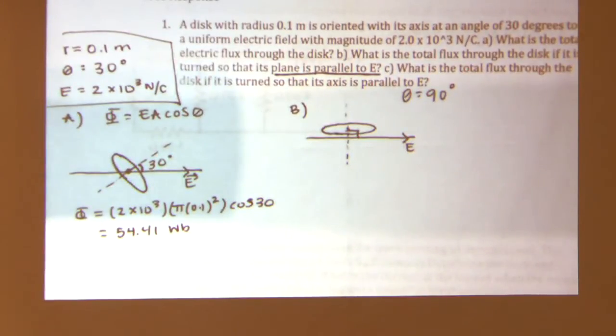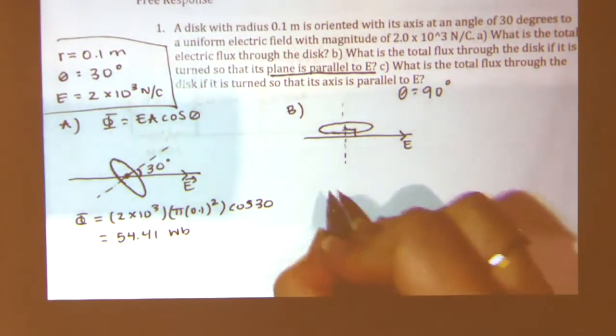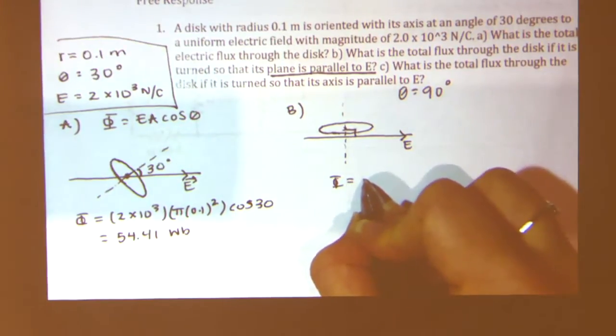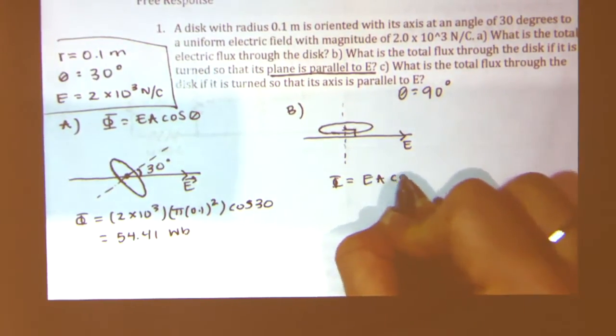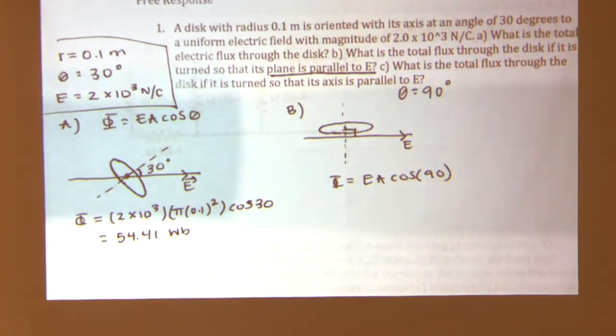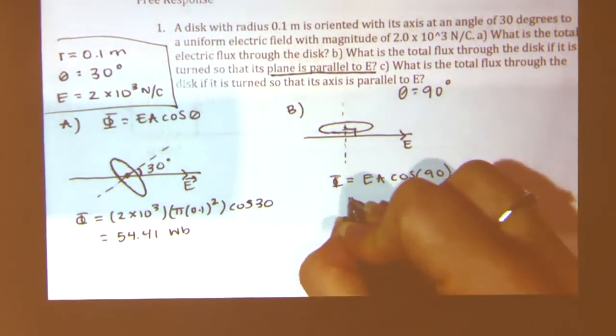This thing is like going crazy right now. So we're still going to use the same formula. We'll do phi, or flux, is equal to EA, but now it'll be cosine 90. So really we don't have to do any calculations. We know cosine 90 is always going to be 0. Remember that unit circle.